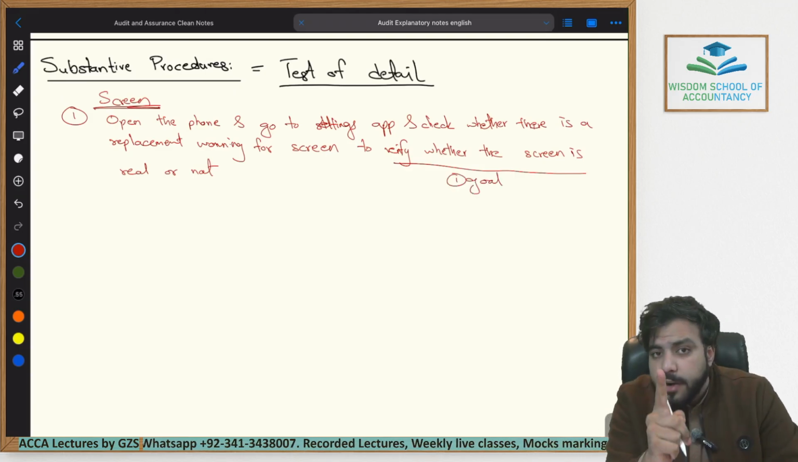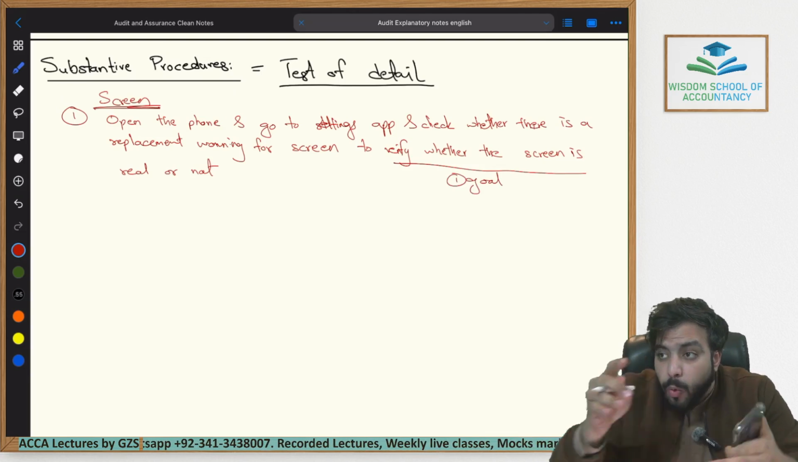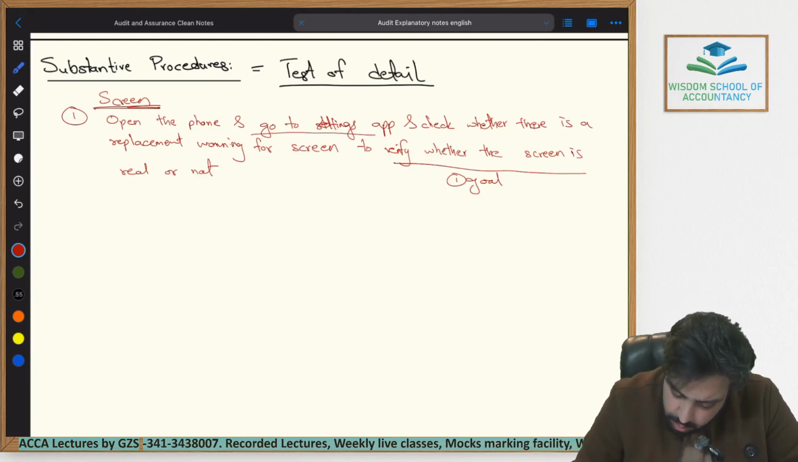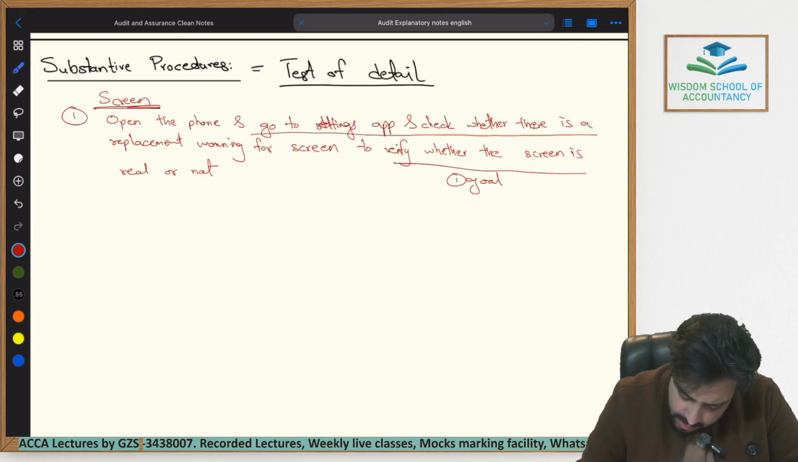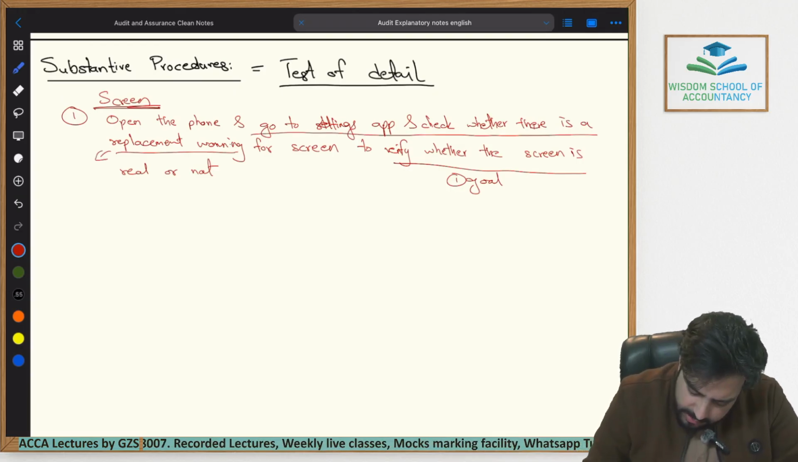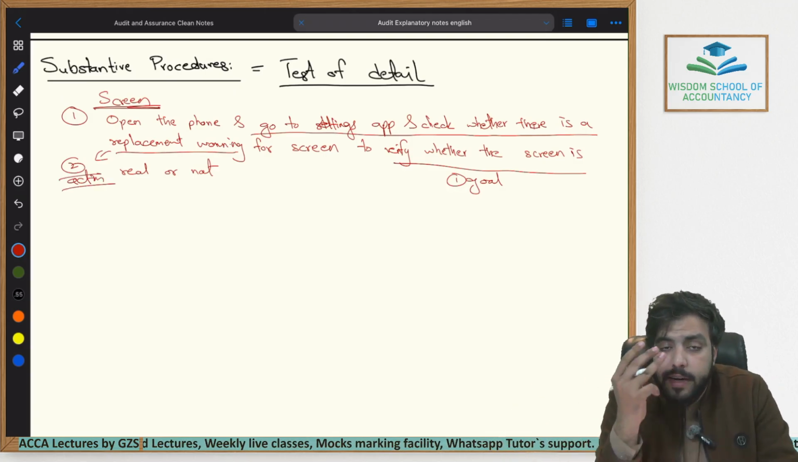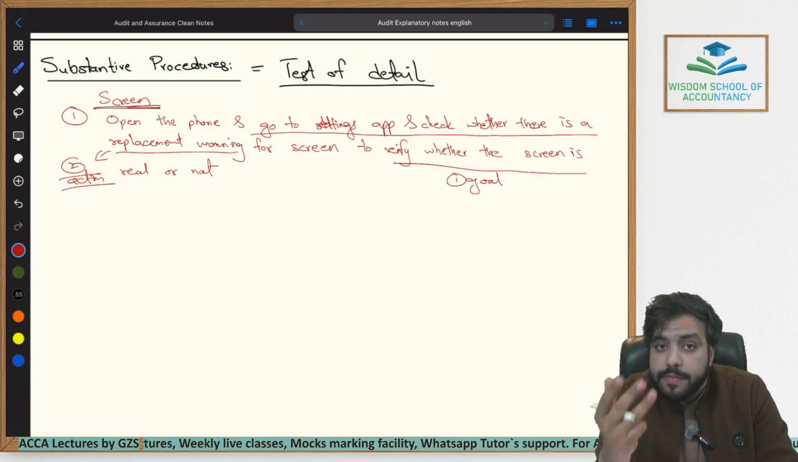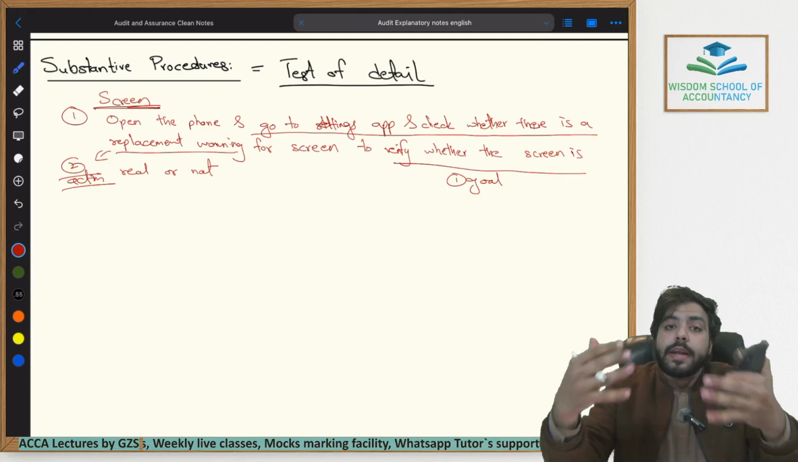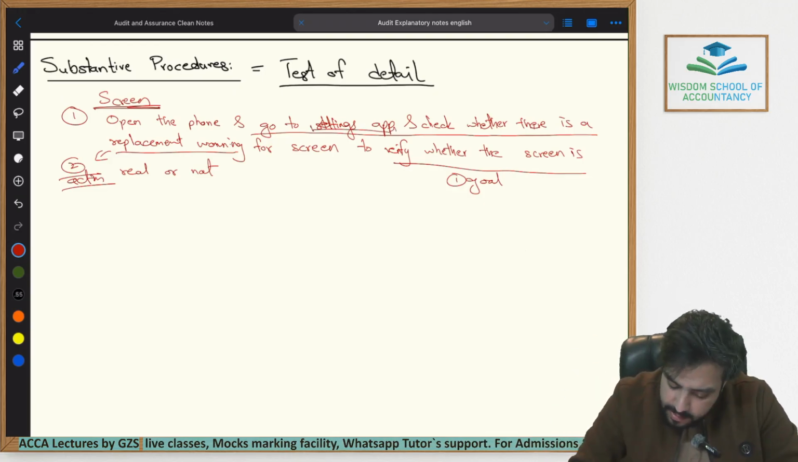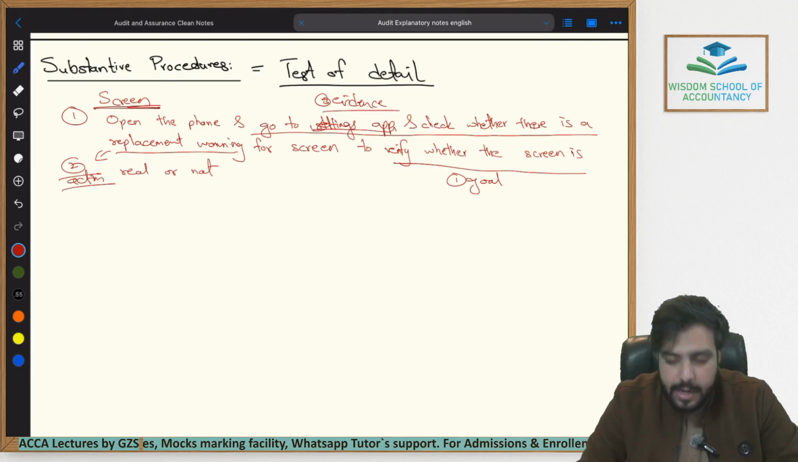Number two, a substantive procedure always contains what you will do, what action will be taken. So the action will be, we'll go to the settings app to check whether there is a replacement warning. This is the second thing, an action that has been taken by the auditor, by someone who is checking something out. And the third thing that will always be present is, where are you getting the evidence from? So we are getting the evidence from the settings app itself. This is the third thing, the evidence. Where is the evidence being obtained from?